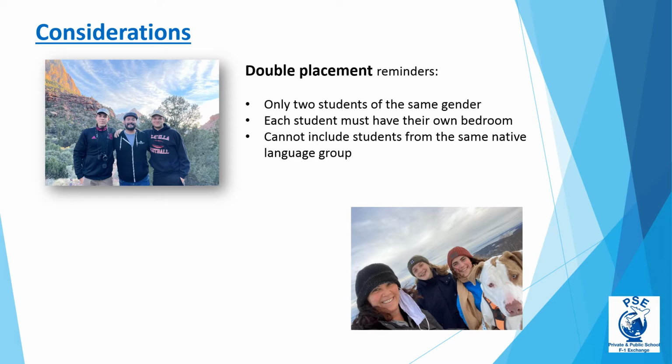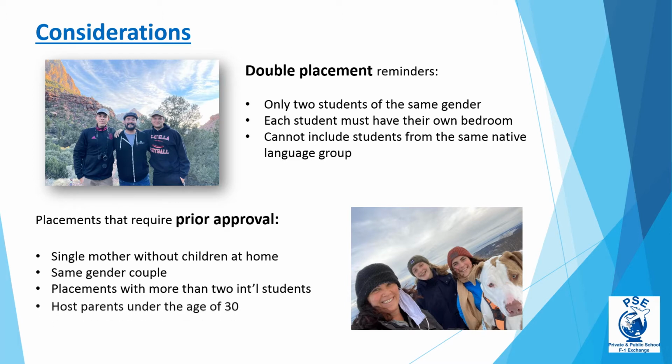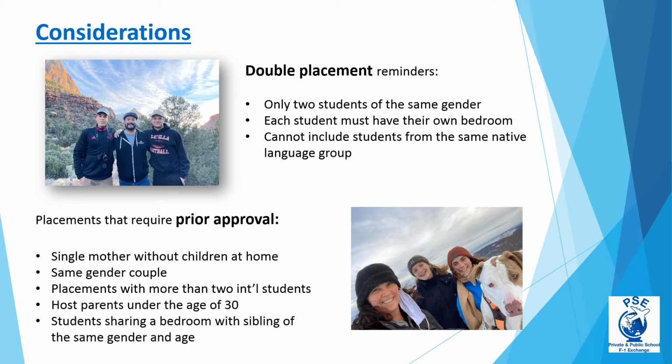Contact your regional manager if you want to propose a double placement that does not meet these criteria. Placements that require prior approval include a single mother without children at home, a same-gender couple, placements with more than 2 international students in the home, host parents under the age of 30, or any request for a student to share a bedroom with a sibling of the same gender and approximate age.